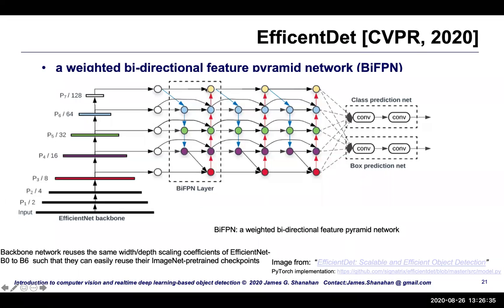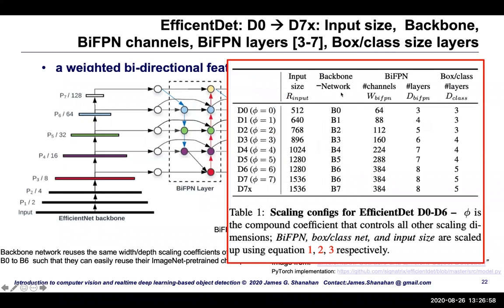So these folks at Google said, hey, let's go search out a better aggregator in the neck part here. This layer here is a bidirectional feature pyramid layer that they discovered using a search algorithm. Once they found this, they said, okay, why not just repeat this multiple times? And when you do this, you get all these different versions of EfficientDet, 0, 1, 2, all the way to 7x. And you can see that this aggregator layer is repeated 3 times, 6 times, 8 times, and so on.